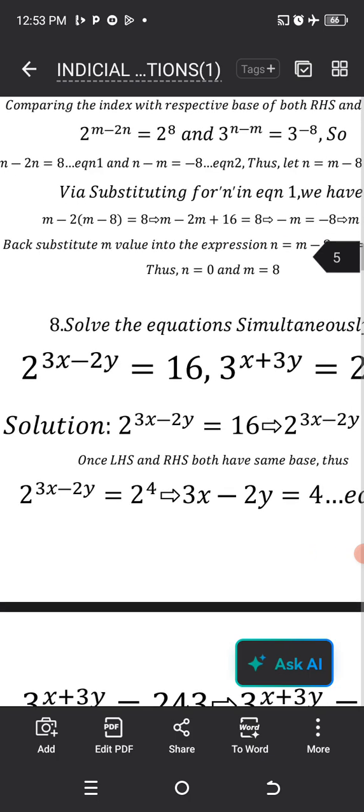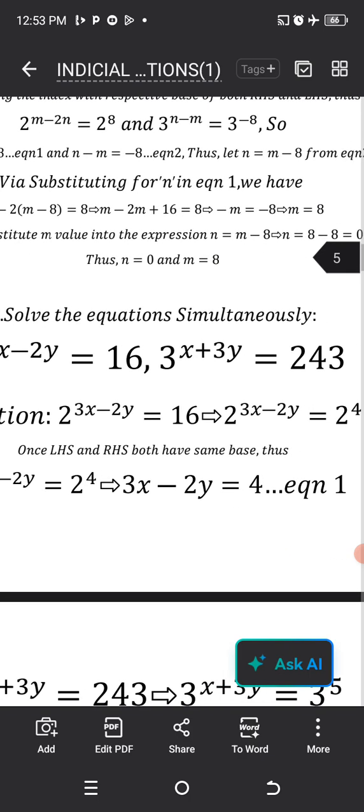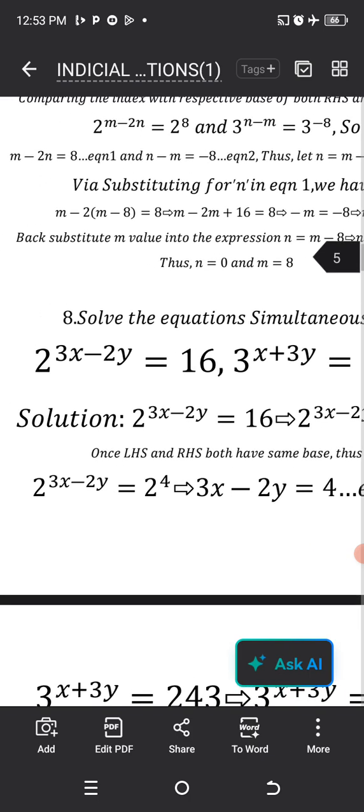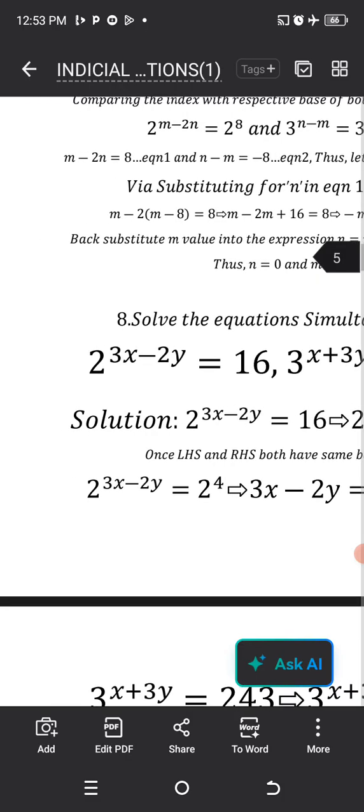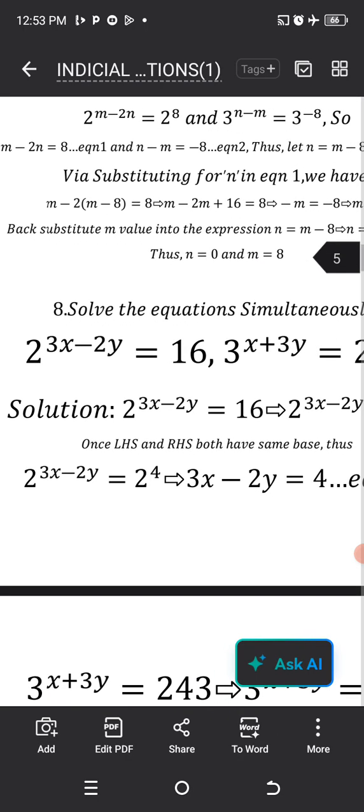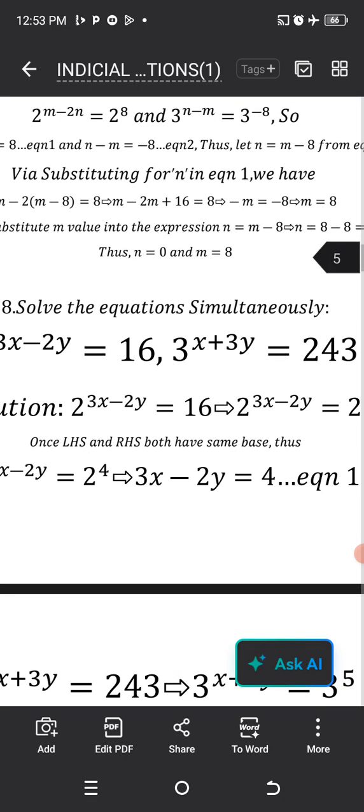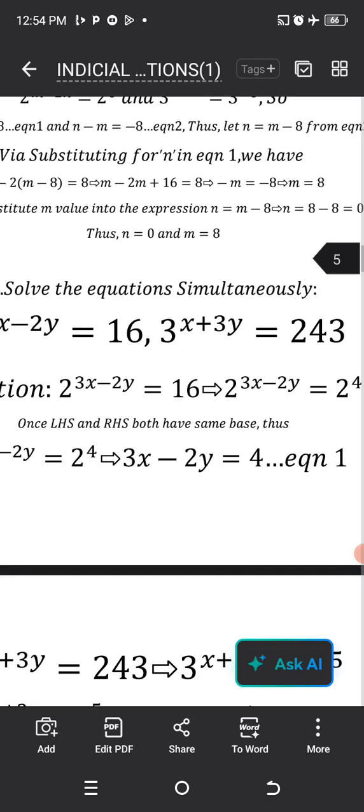So you can now substitute for the value of n inside equation 1. So the expression m minus 2n equals 8 becomes m minus 2 inside parentheses m minus 8 equals 8. If you simplify that, we have m minus 2m plus 16 equals 8, which gives minus m equals 8 minus 16, that is minus 8. So eventually m is equal to 8.